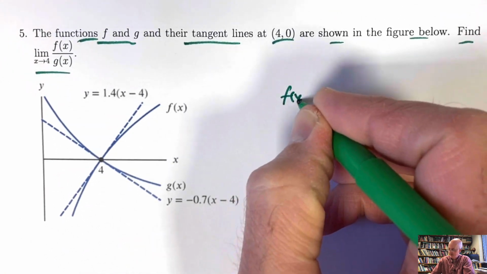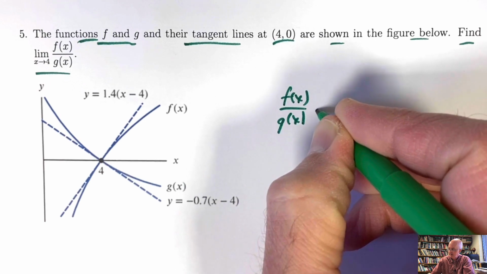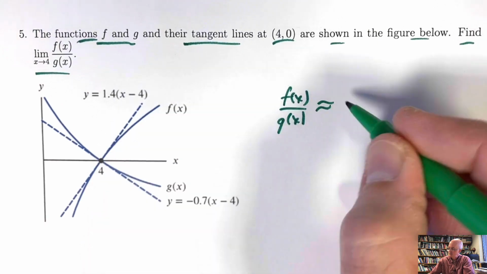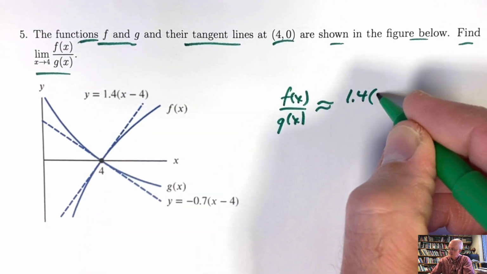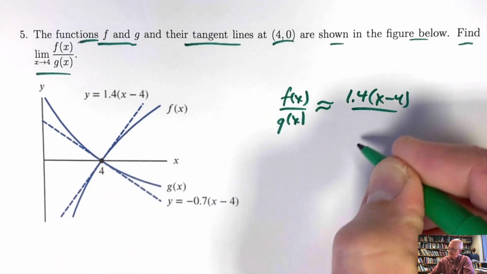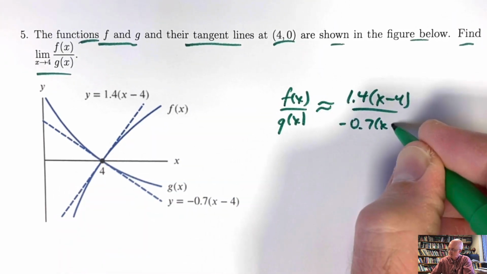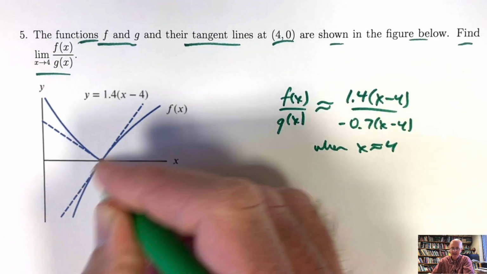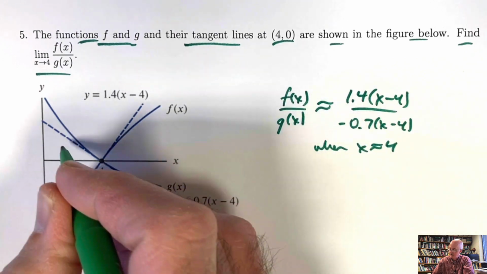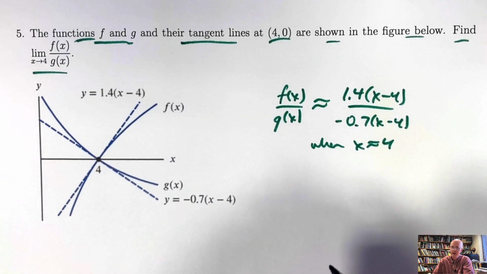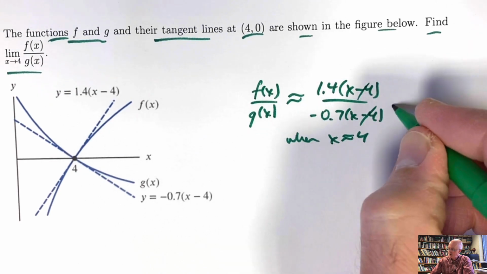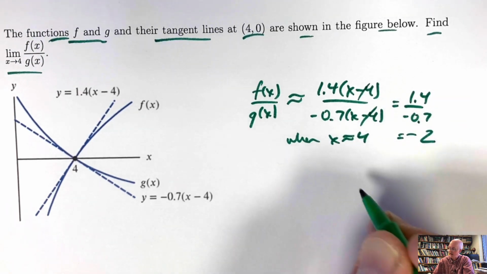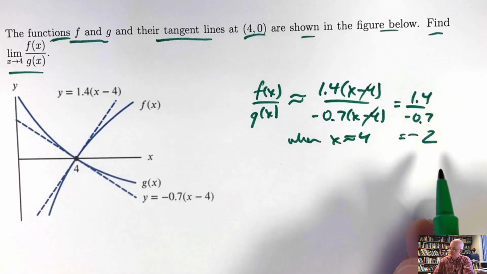Intuitively, if we use the tangent lines to approximate both f and g, you can see that they're close together. f of x is close to its tangent line, 1.4 times (x minus 4), and g of x is close to its tangent line, negative 0.7 times (x minus 4), when x is close to 4. You can see this dashed line is close to this function, and this dashed line is close to this function when x is close to 4. But that simplifies very nicely to 1.4 divided by negative 0.7, which is negative 2 when x is close to 4. The ratio of these two functions is close to negative 2.